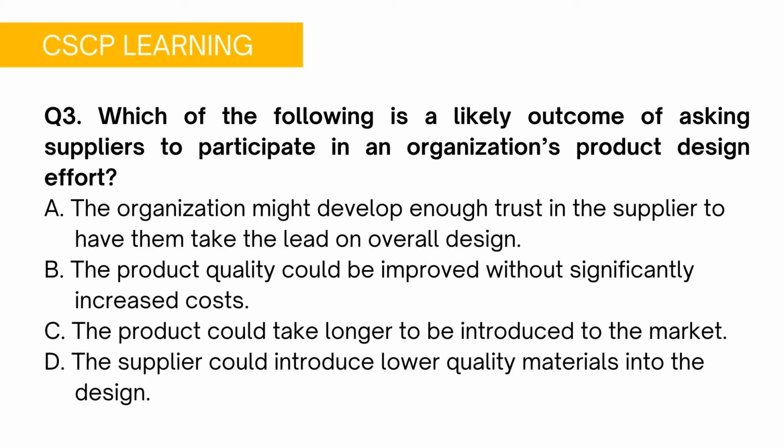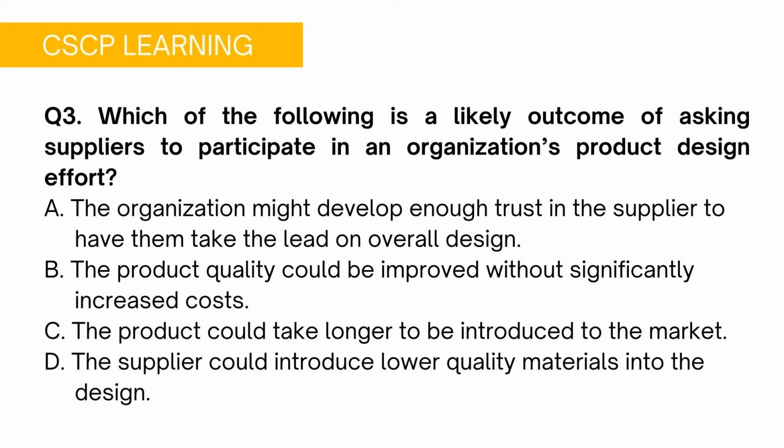Option B, the product quality could be improved without significantly increased cost. Let's recall who are suppliers and why do we need them. Suppliers are the source of providing raw materials for your product. They provide the basic ingredients of your product. So always remember that they are the significant players in your business. Involving suppliers in your product design will definitely give a competitive edge by improving quality without increasing the cost of the product. Let me tell you how.